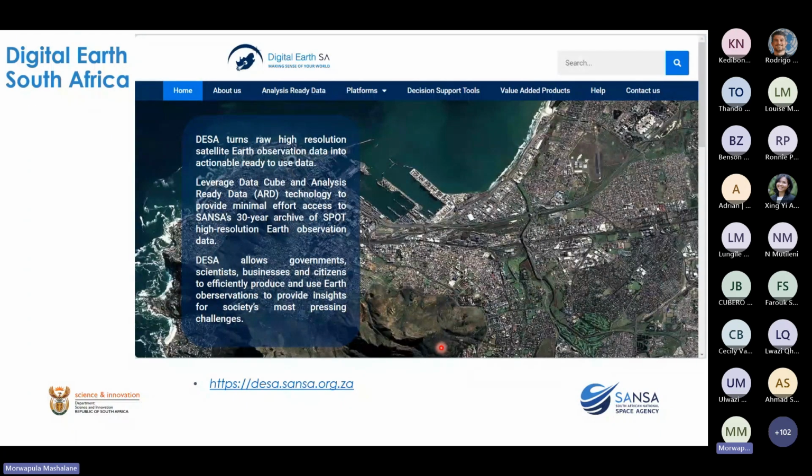At SANSA, we recently launched last year a platform called Digital Earth South Africa. Digital Earth South Africa is an online platform which allows users to process SPOT imagery. Currently, we've got SPOT 6 and 7 analysis ready data. The data is already pre-processed. It's just ready for you to analyze.